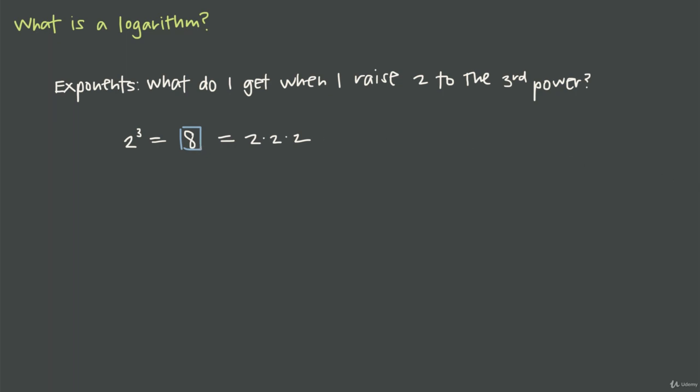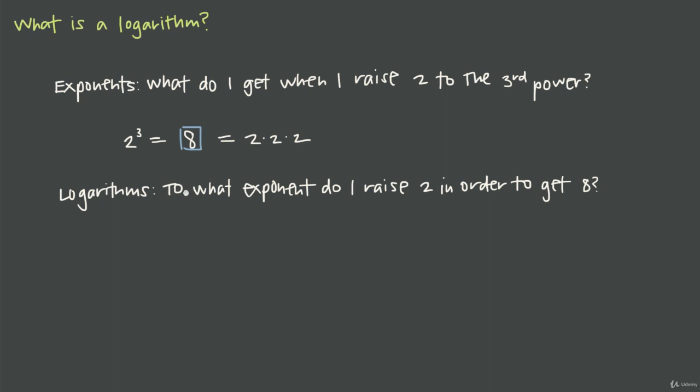Logarithms, on the other hand, help us answer a different question. For example, to what exponent do I raise 2 in order to get the result of 8? And here's what that looks like. We have 2 raised to an unknown exponent when we already know that the result is 8. So looking at exponents here, we have the base, we have the exponent, what we're missing is the result. But when we're talking about logarithms, we have the base, we have the result, we're missing the exponent. Logarithms are what allow us to solve this problem and identify that this value here is actually 3.